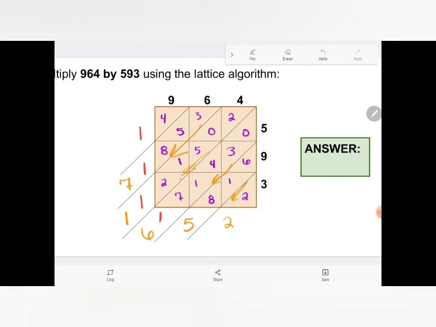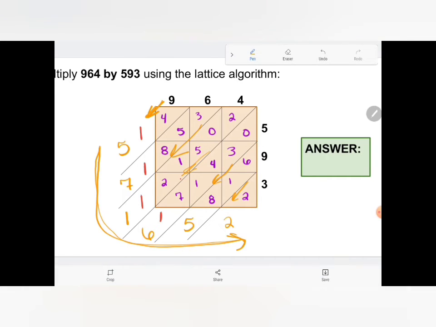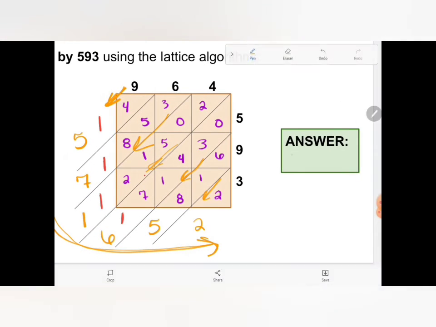And then we add the next row, which is this one right here, which 4 plus 5 is going to be 5. That is a 1-digit number, so we can just go ahead and write it down. And then we just write our digits down in this order, and we will have our solution. So our solution for 964 times 593 is going to be 571,650.